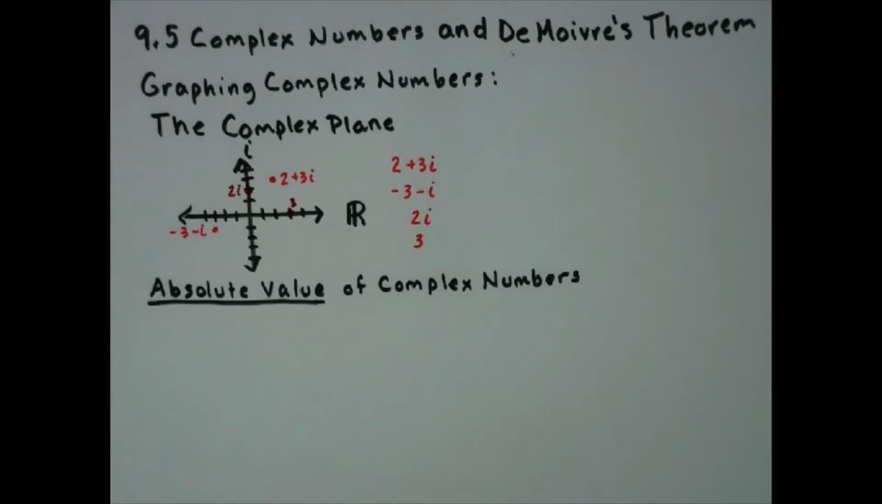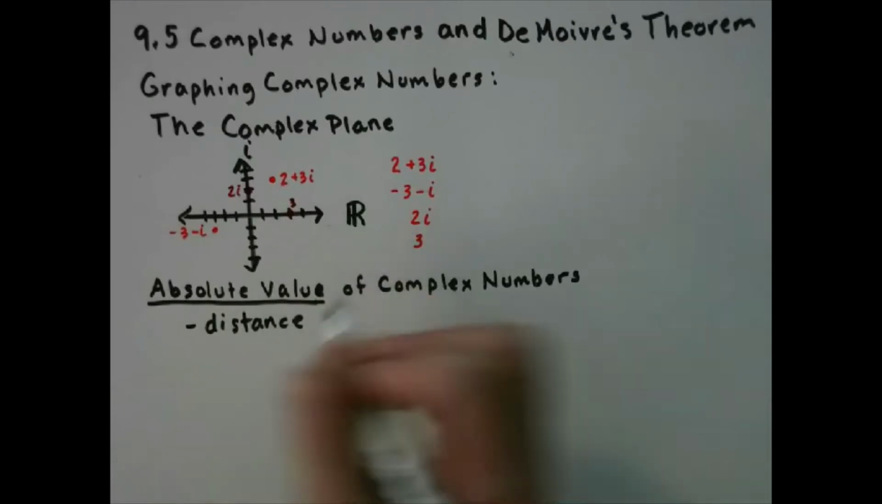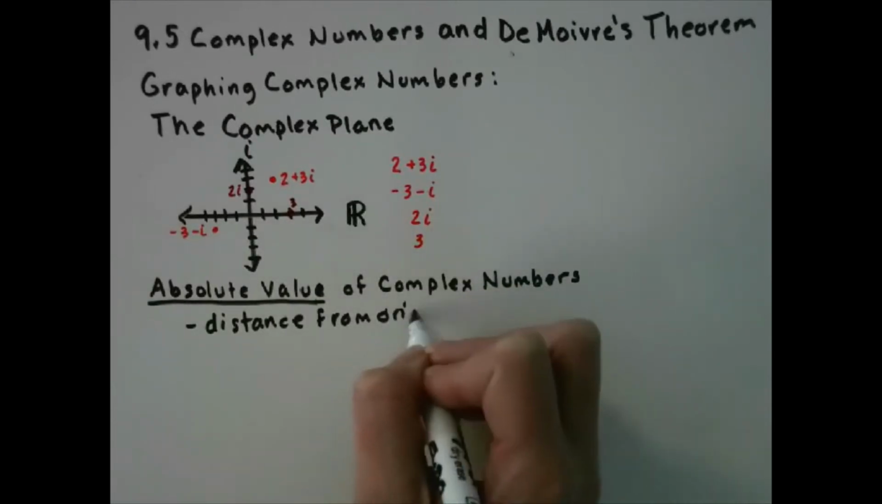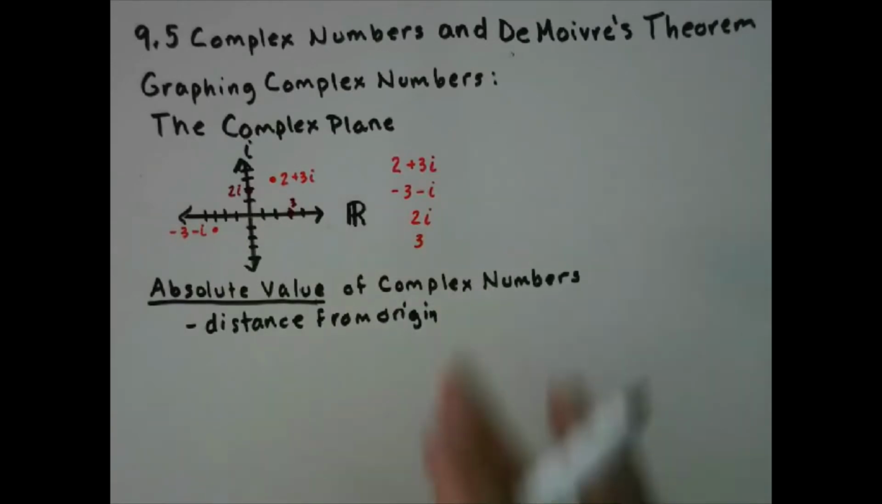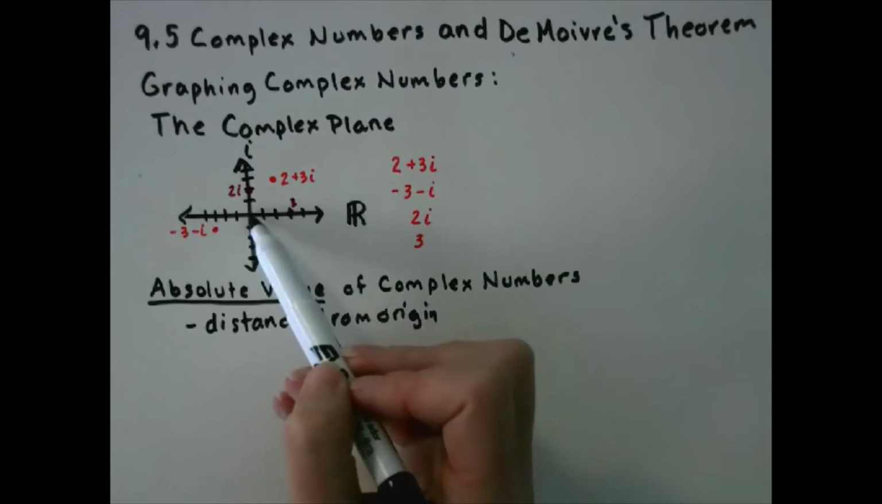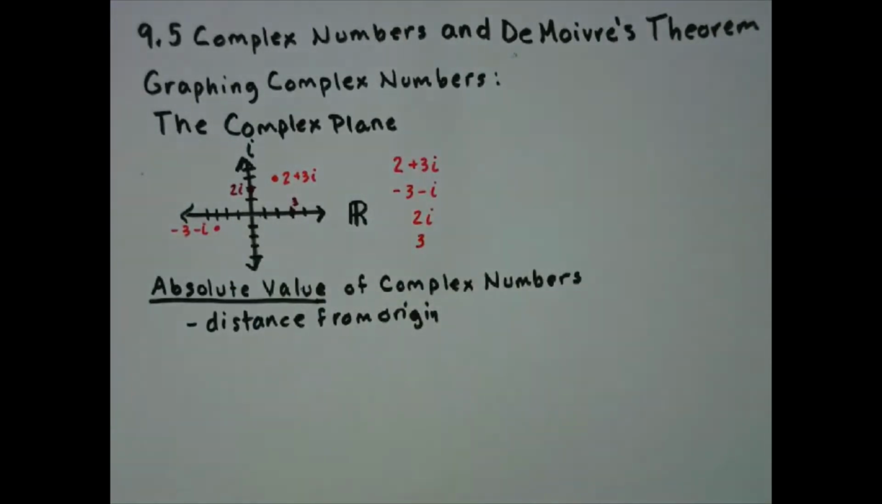Now we're going to calculate the absolute value of the complex numbers. And this is going to be the distance from the origin. Okay, which is really what absolute value is. It's how far away from center. So 3 is 3 units away from the origin. -3 is 3 units away.